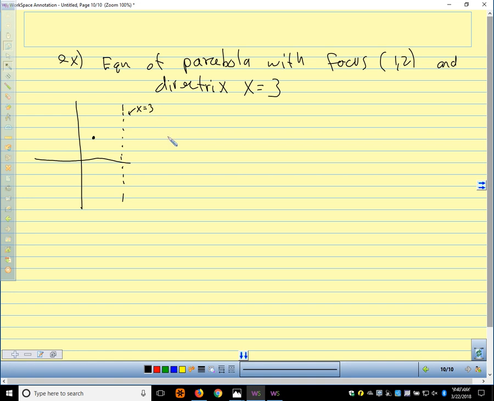All right, so we have almost everything we need already. So we know that our parabola is going to be horizontal. We know it's going to open left because my vertex is going to have to be like this. So we know it's going to look like that. And if this is at 1, 2, and this is at x equals 3, how do we find the vertex?